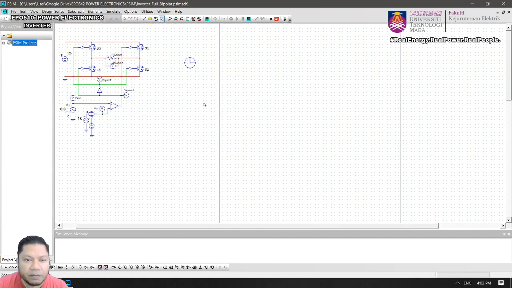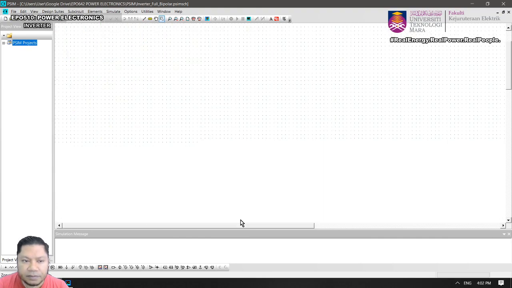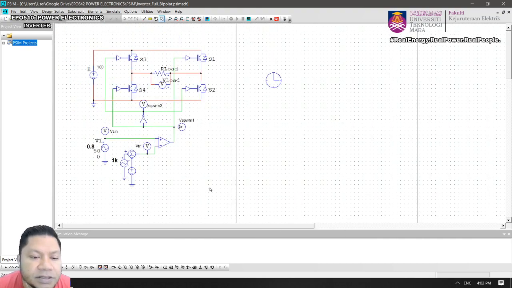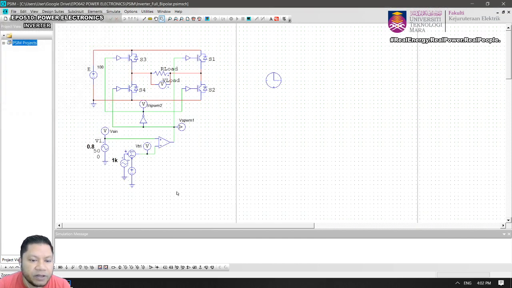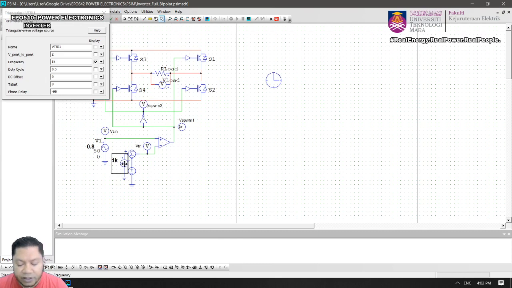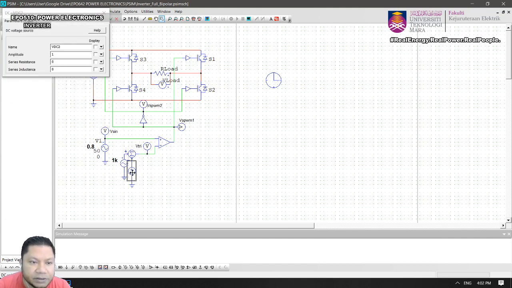Okay, inverter with bipolar PWM. Again, I'm going to share this with you. So we have 0.8. Here we can compare the modulating signal, with 0.8 peak voltage and frequency of 50 Hz, with the triangular carrier signal, which has positive and negative parts. In this case, I add this. You need to have a DC offset, which is taken care of by that voltage, amplitude of 1 volt.